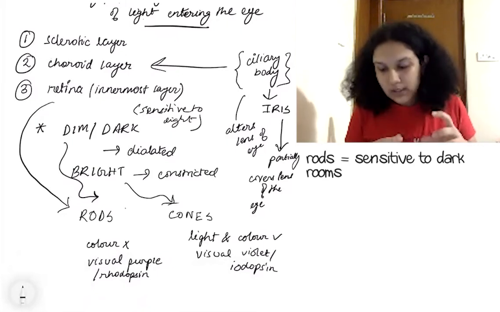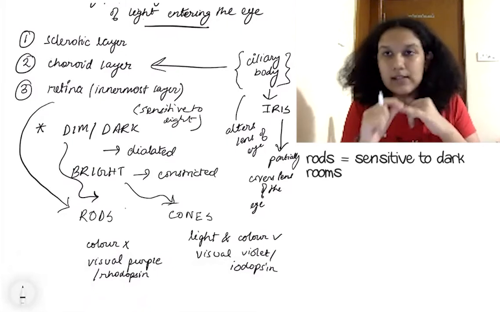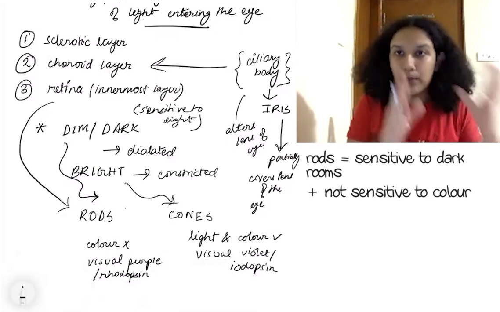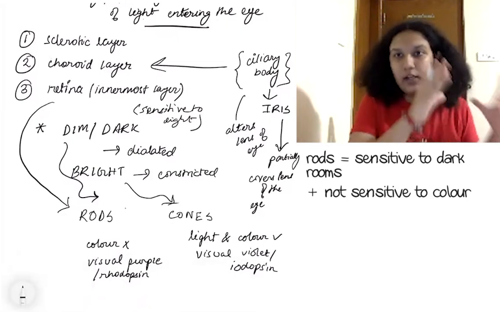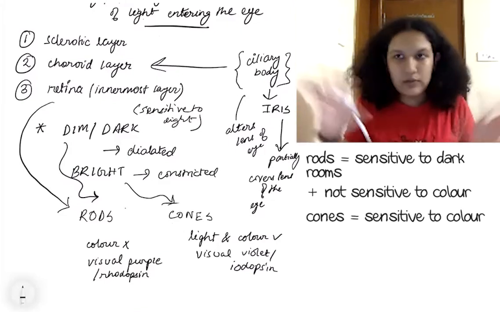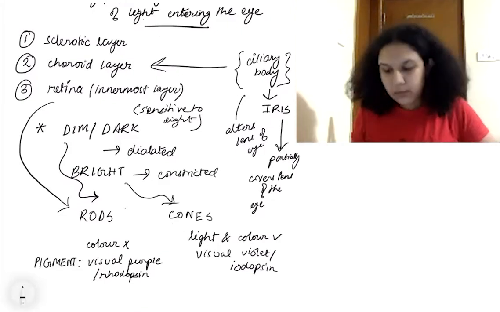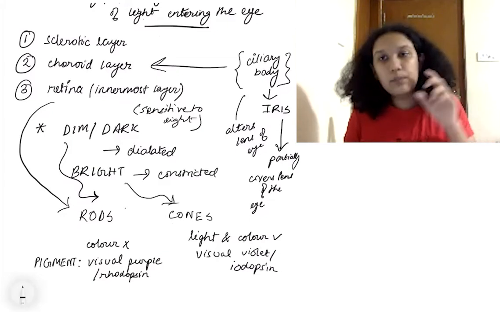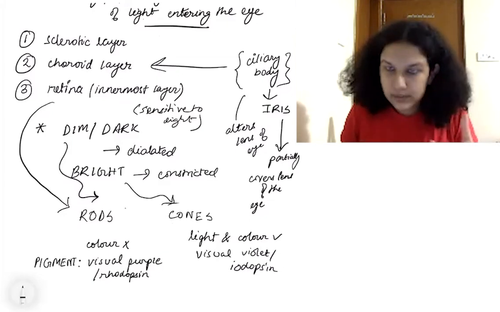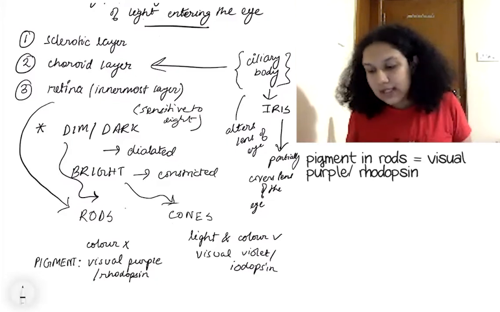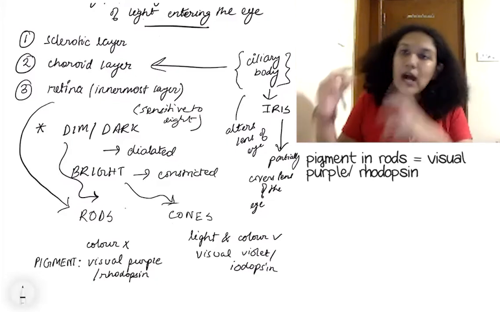And it is the rods that are not sensitive to color vision at all. So if you're able to see my red t-shirt right now, that's not because of the rods in the retina of your eye. That's because of the cones in the retina of your eye. And of course, a variety of other factors. The pigment that's present in the rods in the retina is visual purple, also known as rhodopsin. And the pigment that is present in the cones is visual violet or iodopsin.